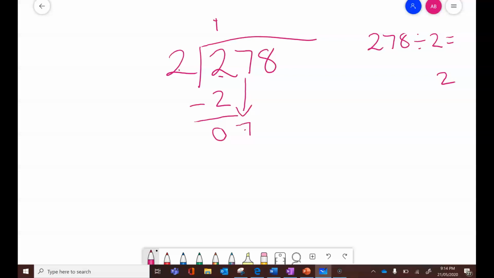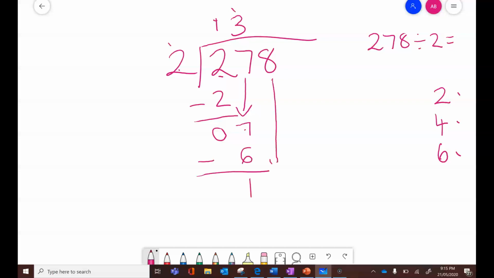7 divided by 2. So if I go up in my sets of 2, then I go 2, 4, 6. If I go to 8, then I've gone too far. I don't have 8, so the closest I can get is 6. How many sets is that? 1, 2, 3. 3 sets of 2. And then I'm going to do my multiplication part. 3 times 2 is 6, so I need to take that away. Take away 6. That leaves 1. 7 take 6 is 1.